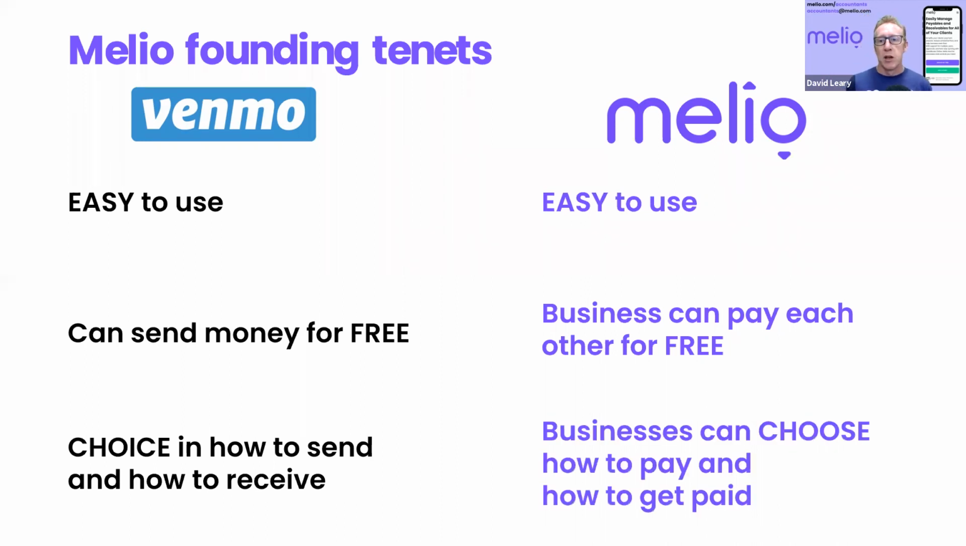And then there's choice. Again, I can choose to pay with any one of my 7 or 8 methods of payment that I have on my side of Melio. And Kathy can choose to get a paper check, do an ACH deposit. She can do an instant direct deposit through her debit card. She can choose for her business how they want to be paid.